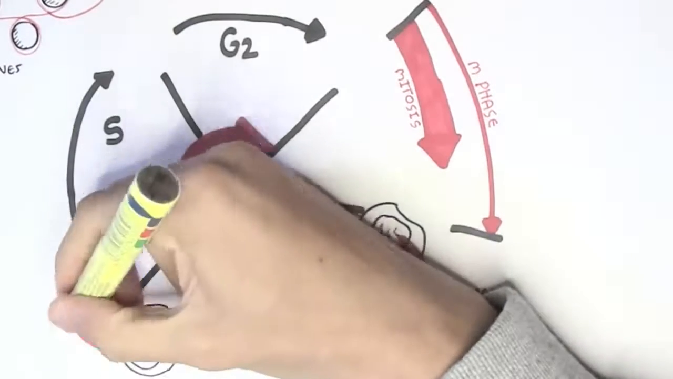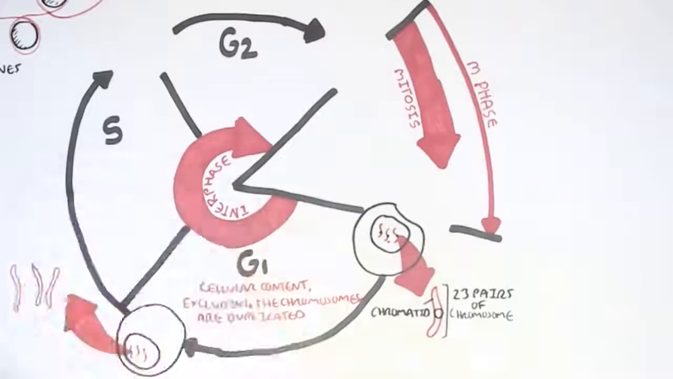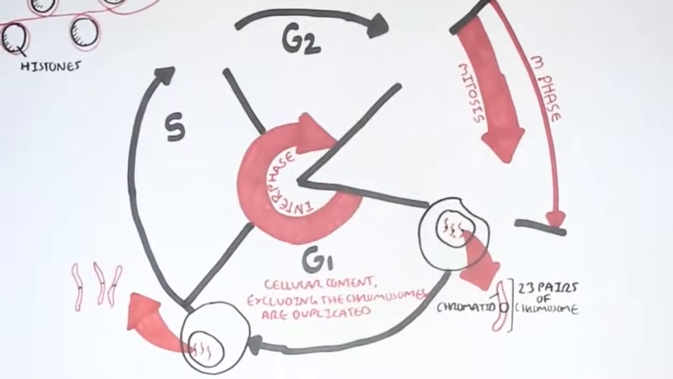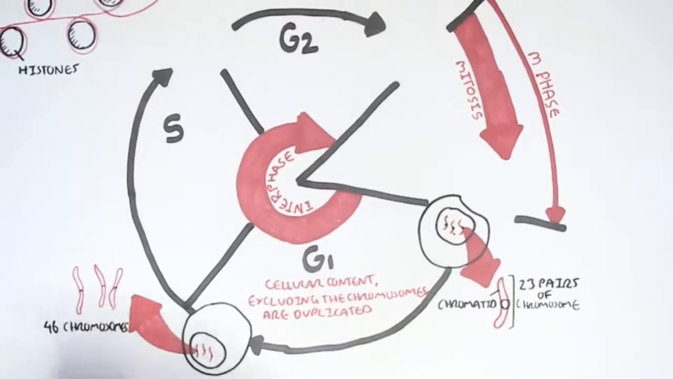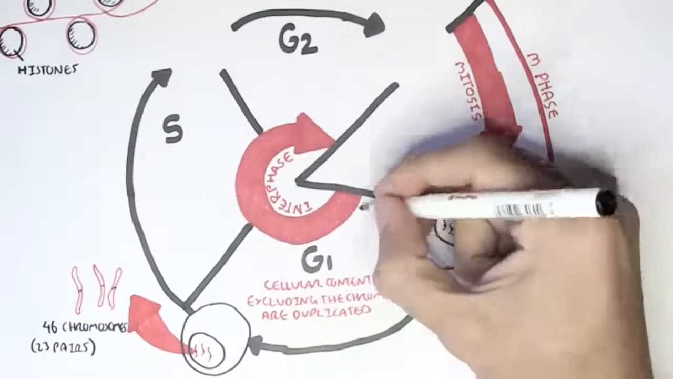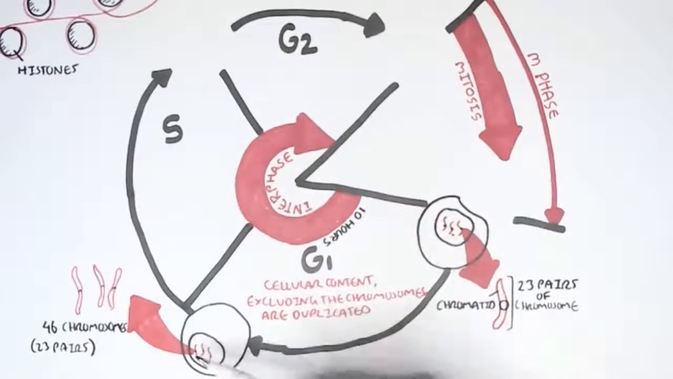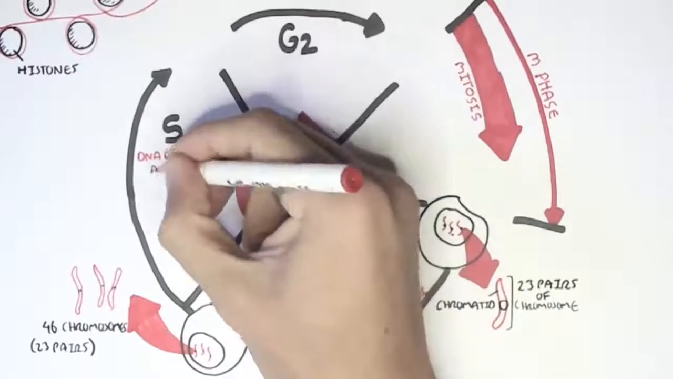And so this cell, at the end of G1, if we zoom into the genetic material, will still have 46 chromosomes and 46 chromatids. Or we can say it has 23 pairs of chromosomes. And then this cell will enter the S phase, which goes on for about 9 hours.